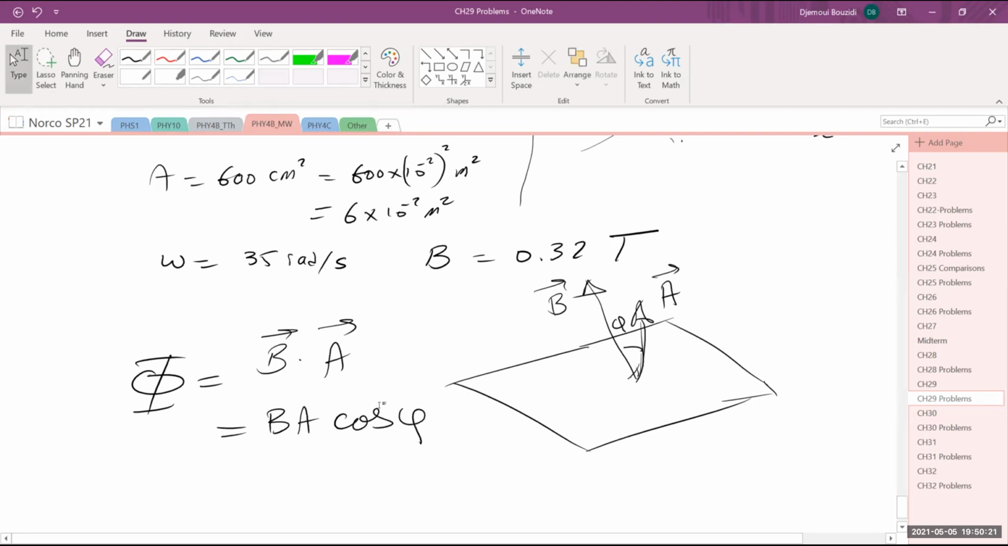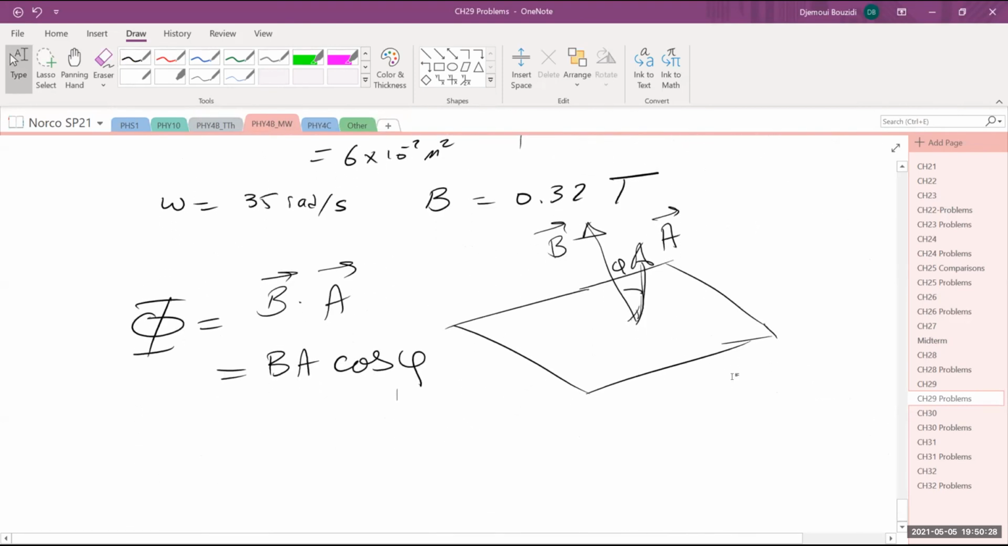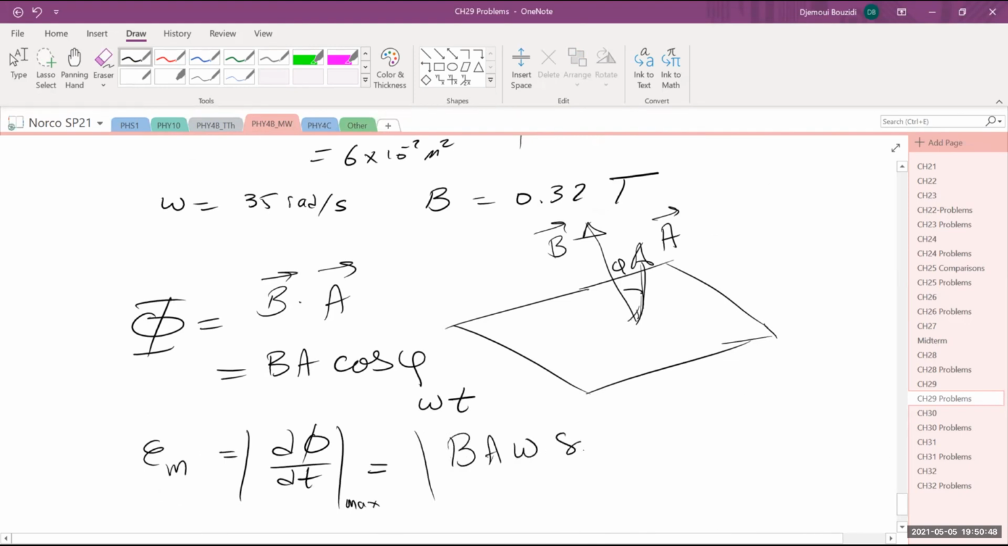However, this phi is changing at a constant rate, in this case when it's rotating around the y-axis. So phi is omega times t. If I take the derivative of phi with respect to t in absolute value, again, I'm looking for the maximum EMF. Emax is going to be the maximum of this value, which is just B times A times omega times the sine of omega t. There is a minus in there that you might worry about, but the absolute value will take care of that. And since we're looking for the max, this sine is going to be 1, because the sine is at most equal to 1. So the value is going to be BA omega.